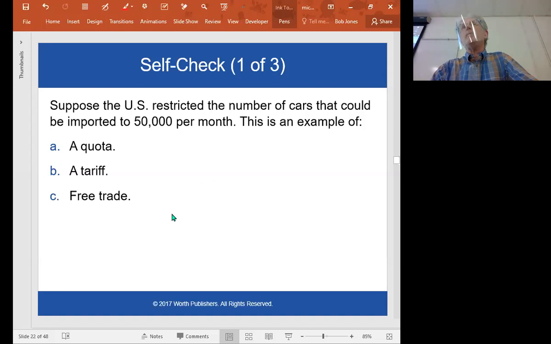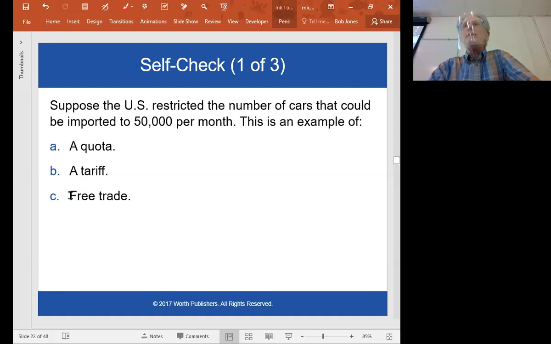And there have been times where we have had quotas on Japanese cars that were brought into this country, not imposing a tax on them, but saying we're not going to allow more than a certain number to be brought into the country. So let's say the U.S. restricts the number of cars to be imported at 50,000 per month. This is an example of a quota. Okay? Certainly not an example of free trade. Free trade is the opposite of protectionist policy.